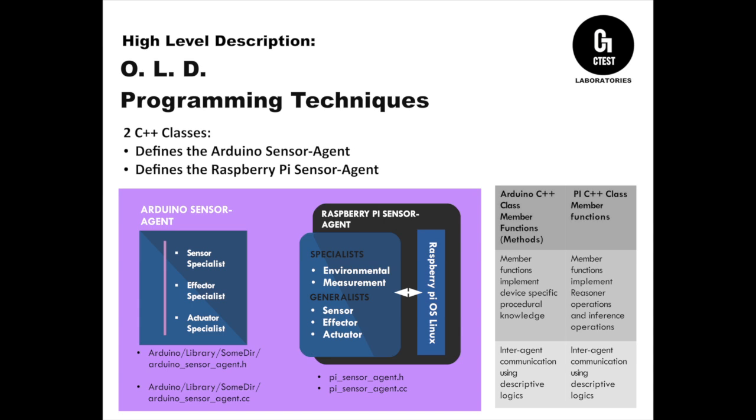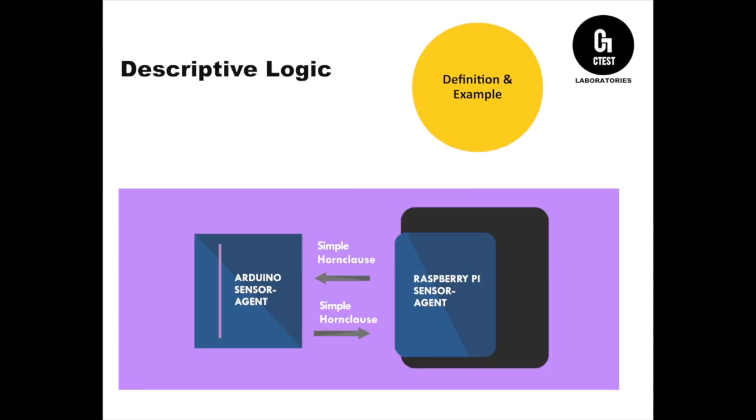And then for communication, the interagent communication, that is when the Arduino sensor agent needs to talk to the Raspberry Pi sensor agent, it's doing that through what we call descriptive logics, right? And we're going to leave a reference for that too.